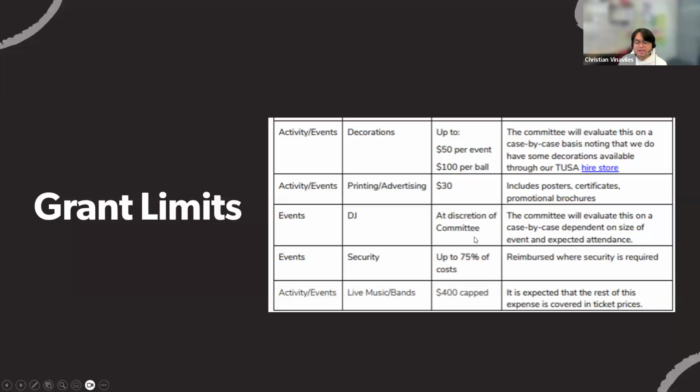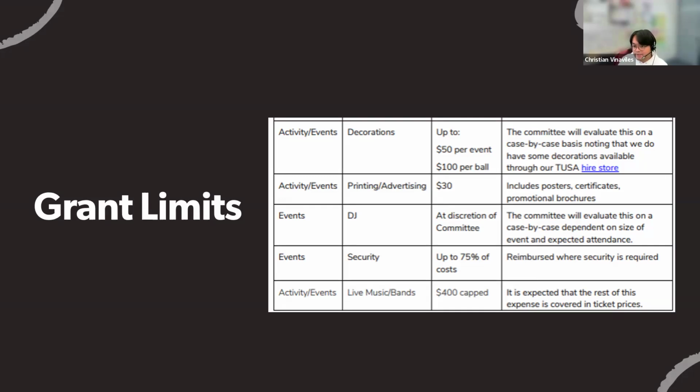The DJs, now, because this is a bit of a debatable one, it is at the discretion of the committee. So you just let us know and include that in your budgeting in terms of the cap limits. Security is up to 75% of the cost. So let's say you booked a Franklin Wharf venue, and then they charge you for the security. Of course, it's within their right and discretion to do so. They could forward you the charges, and we will help cover up to 75% of that cost. So you'll need to take that into consideration when you are budgeting for your event.